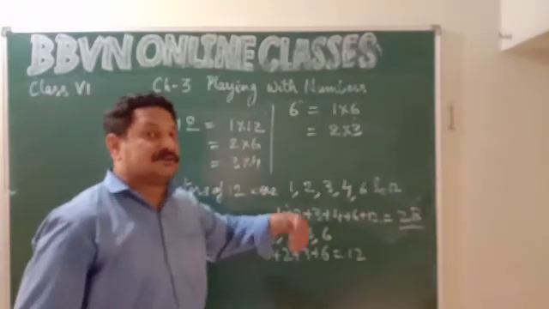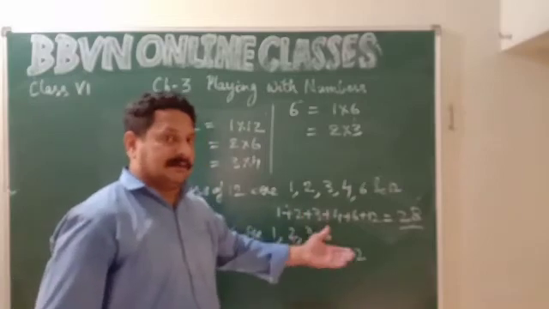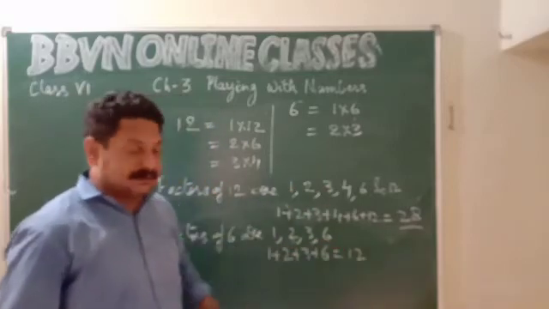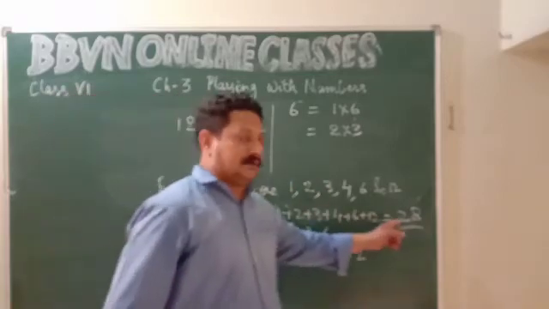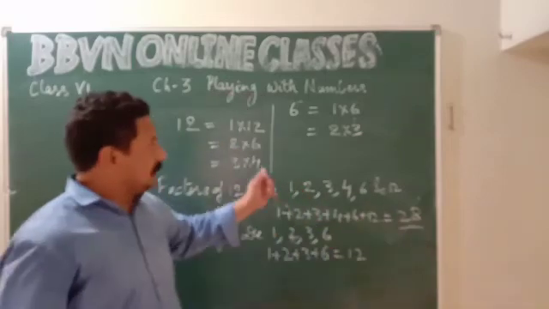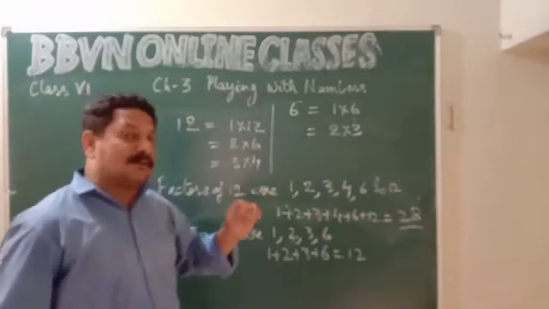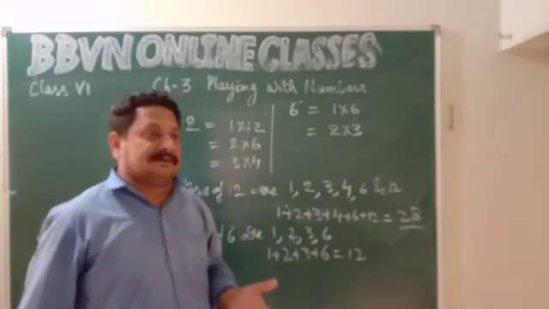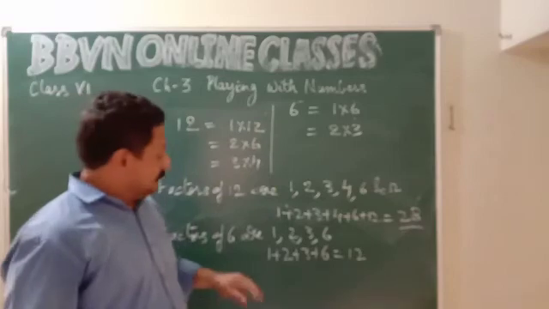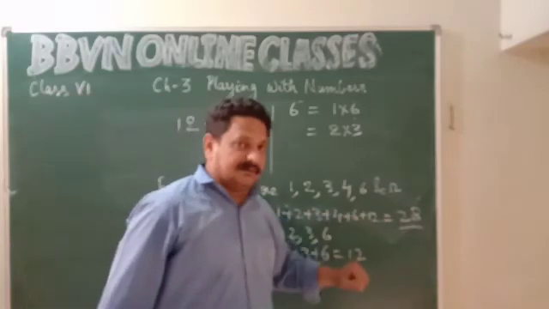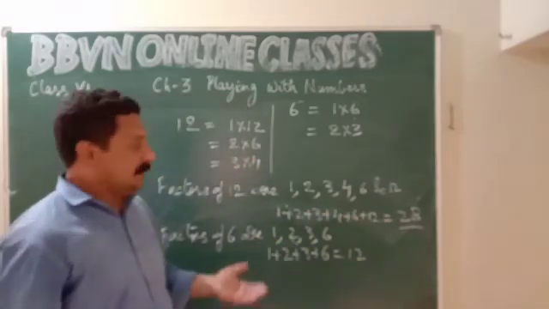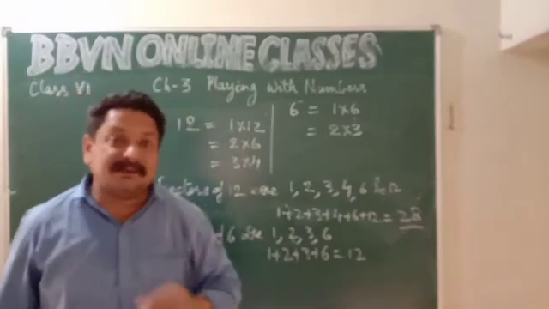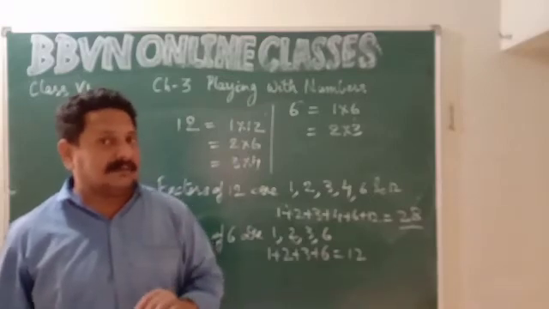Now what is the relationship between 6 and 12? 12 is twice. 12 is double of 6. I can say that. So there is a relationship. That relationship was not here for 12 and 28. But that relationship is there. The sum of all the factors of 6 is twice the number 6. But the sum of all the factors of 12 is not equal to double the number 12. It's not happening. So it means this does not happen with every number.